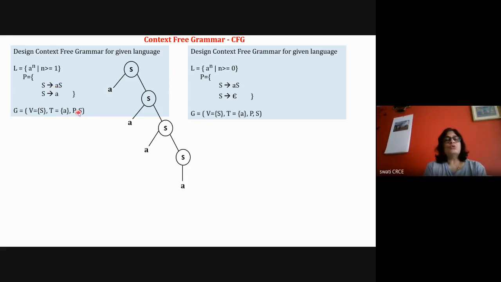Okay. So just remember the important point here: always use right recursion. Your grammar should not be a left recursive grammar. Grammar should be right recursive.